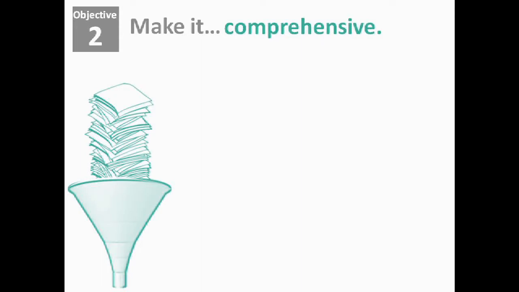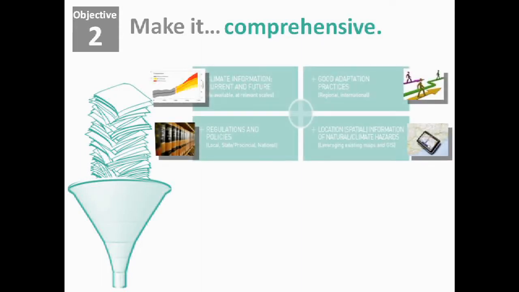We tried to make the tool comprehensive, and what I mean by that is taking multiple disparate sources of information and formats of information and funneling it into one place in one simple output. So for the tool, we take climate information, as I mentioned. We also consider best practices in the adaptation field, so that can be from those guidebooks or from other cities' climate action plans. We also consider regulations and policies. Those could be at the local level, the state level, the national level, to make sure that the recommendations we provide are consistent with the local regulation.